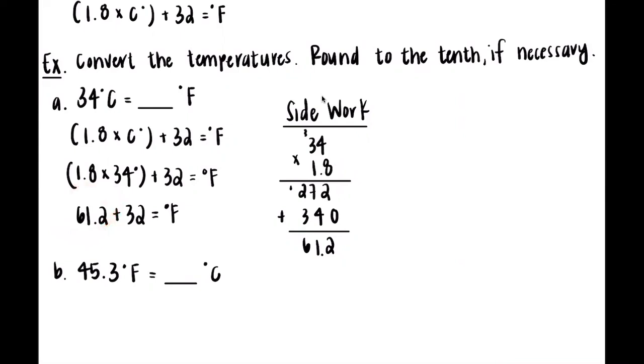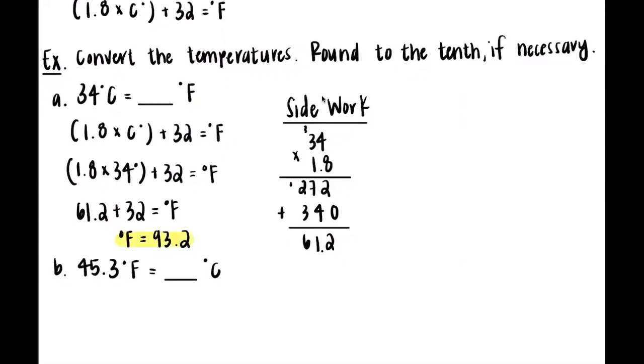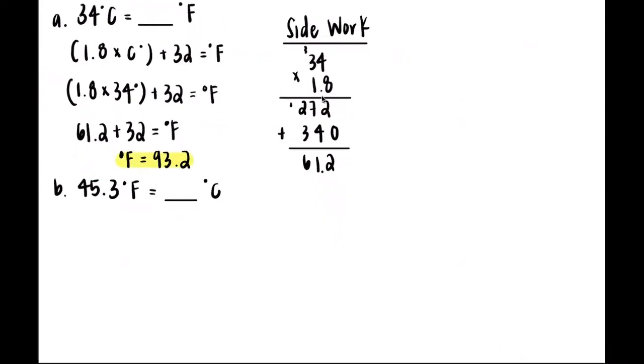And now we take that 61.2 and add it to Fahrenheit, and that gives us 61.2 plus 32 is equal to 93.2 degrees. So that is our final answer. And that's it. So again, it's just a matter of deciding which formula to use and making sure to follow the arithmetic correctly.